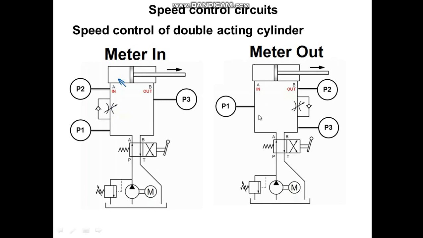Now we will see meter out circuit. So now if you see the arrangement difference between meter in and meter out, the arrangement of flow control valve and the check valve is kept in the secondary line. Okay, so this flow control valve along with the check valve is kept in the secondary line. So liquid which is coming out of cylinder will be monitored. And if you see the direction of this check valve as compared to meter in circuit, then it is reversed with respect to meter in circuit.